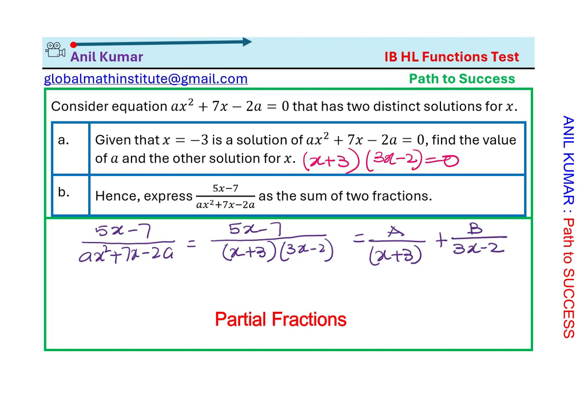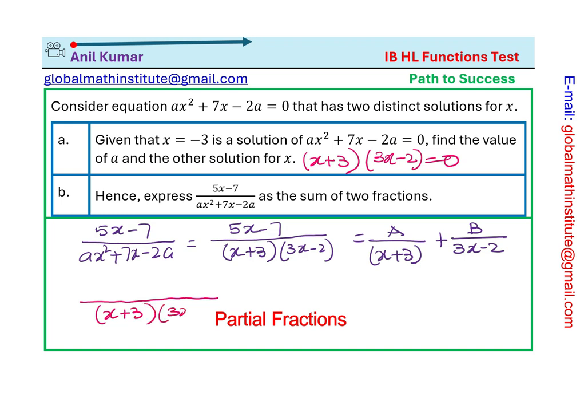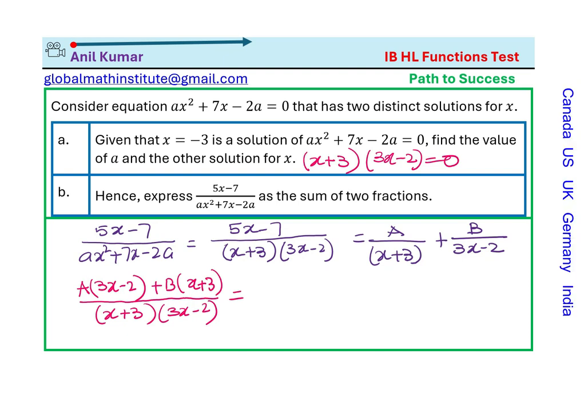Well, let's take a common denominator and continue. So we have a common denominator which is x plus 3 times 3x minus 2. So when you multiply, a gets multiplied with 3x minus 2 and b gets multiplied with x plus 3. Make sense? Correct. And all this is actually equal to 5x minus 7 over the denominator. Perfect.